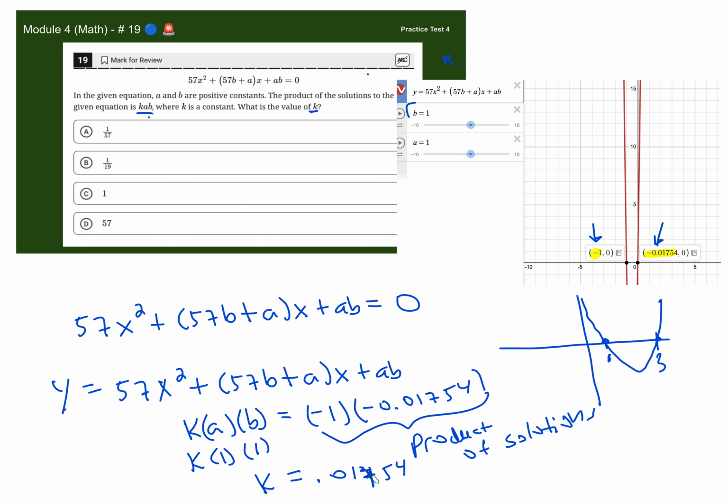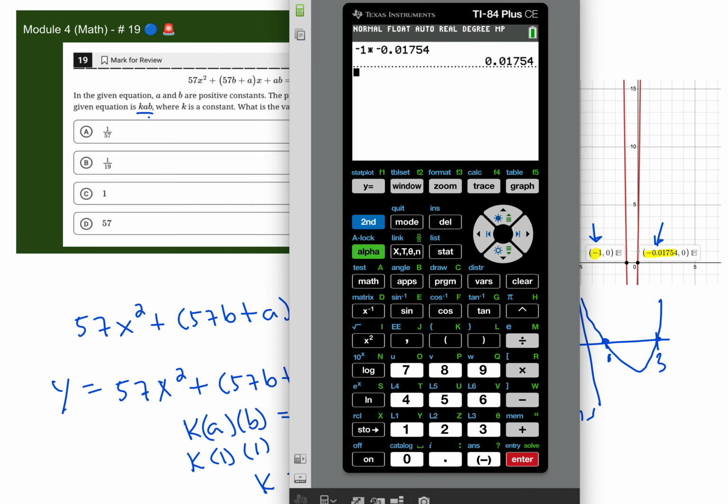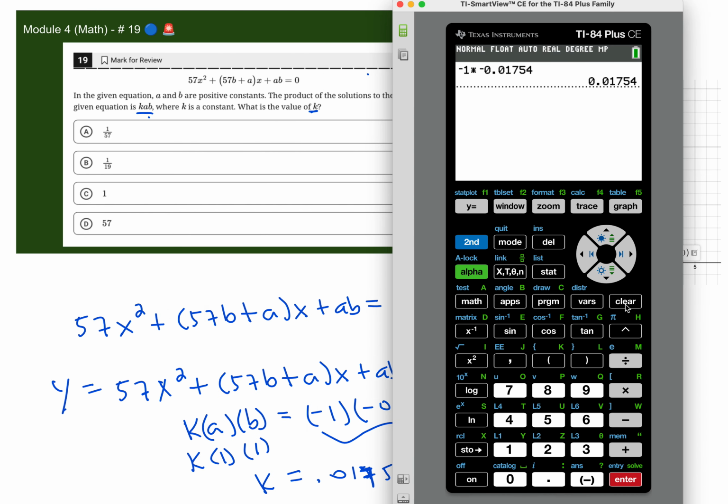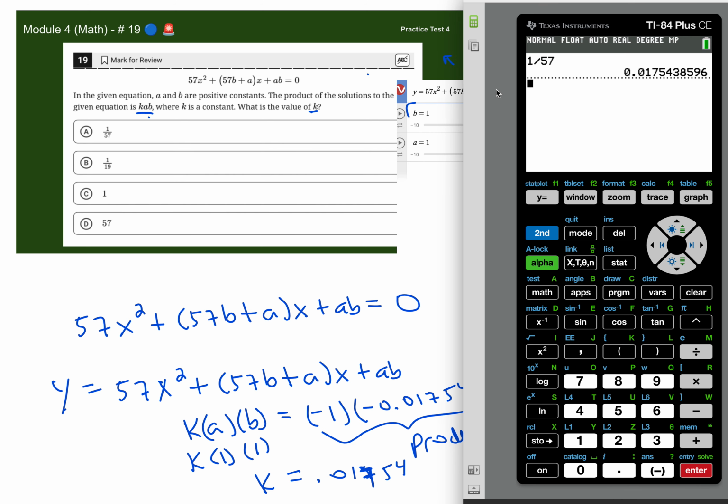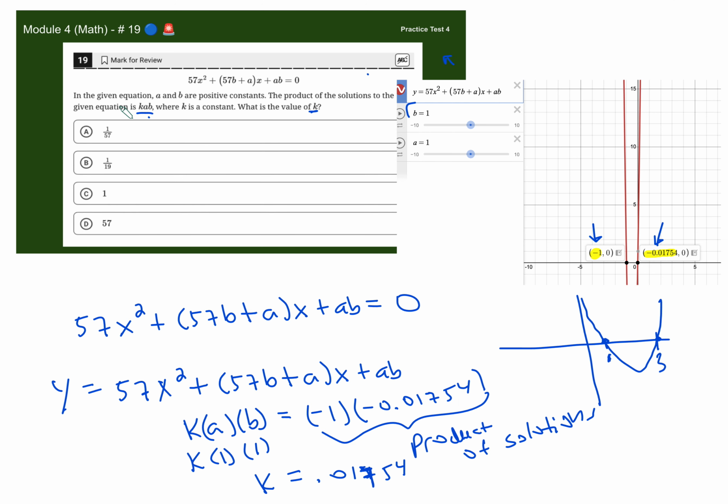All right, so since this is multiple choice, let's go ahead and just plug in our options. So let's see, we'll plug in A. A is 1/57. 1/57 is 0.01754. And I think that's the same answer, right? 0.01754, so then that's the answer. So that's what K is. So the option is A.